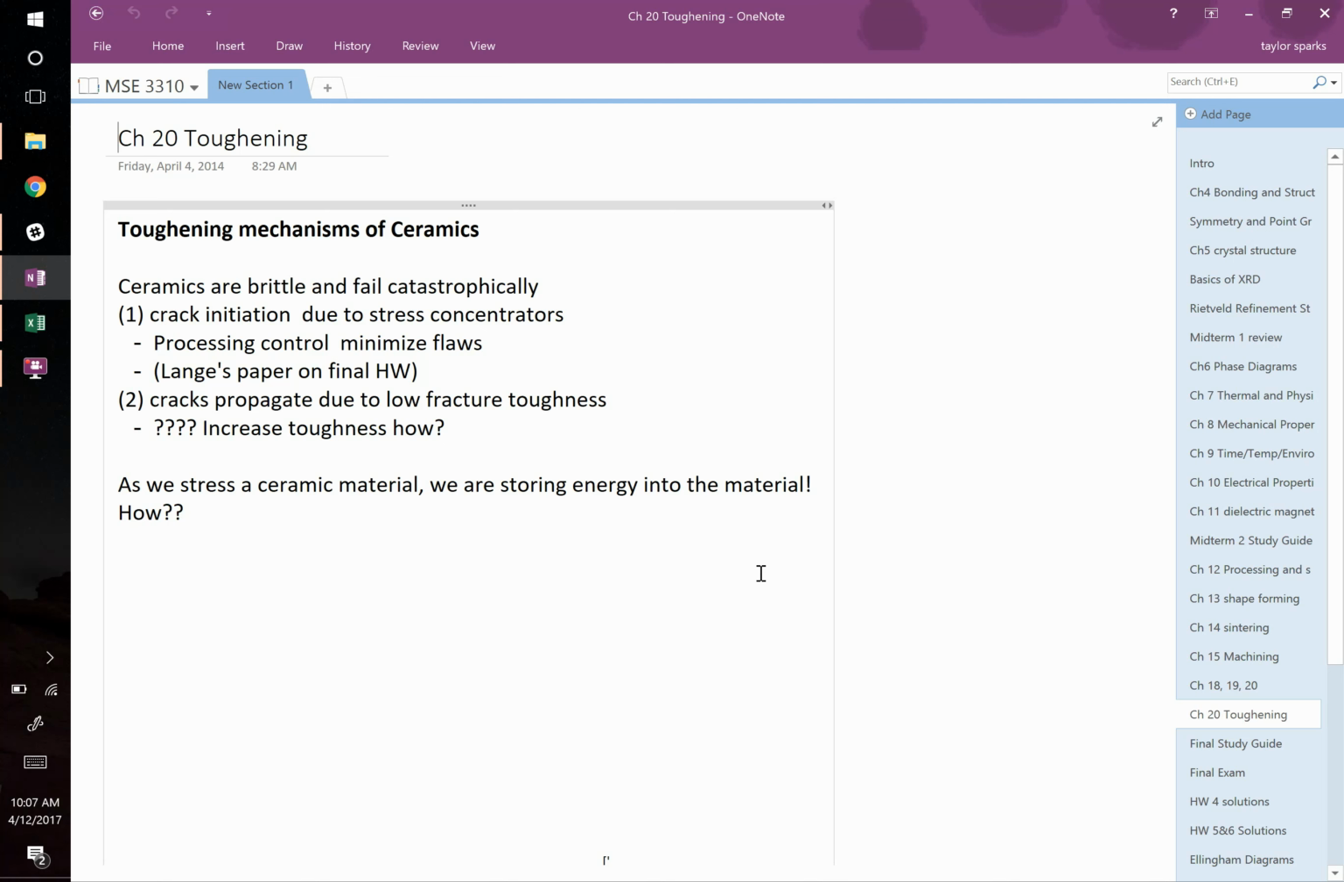It's really good. Then the next one is, all right, if a crack is going to propagate, how do you slow it down? What things can slow it down and impede it? And that will increase your fracture toughness. So when you stress a ceramic or any other material, you're actually storing energy into it. That should make sense, right? Intuitively, if you stretch something, while it's stressed, you're storing energy into it.